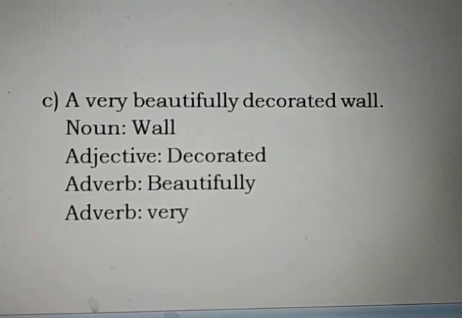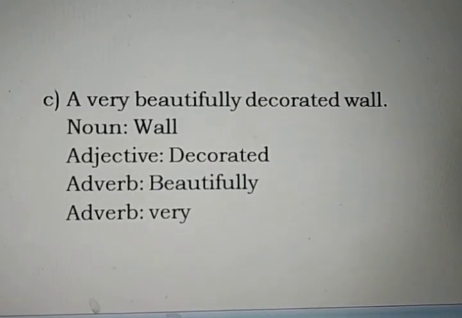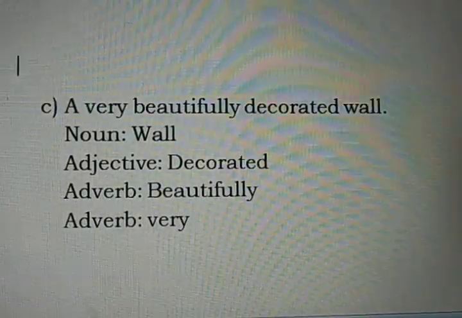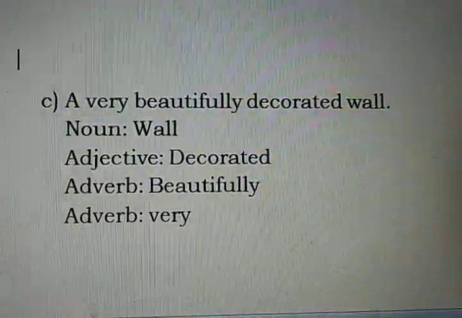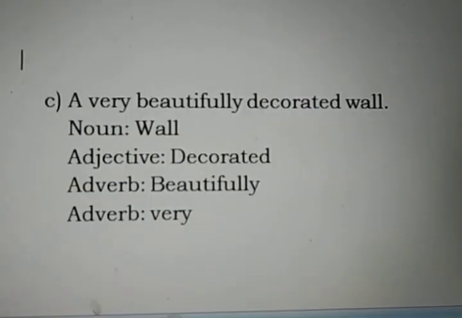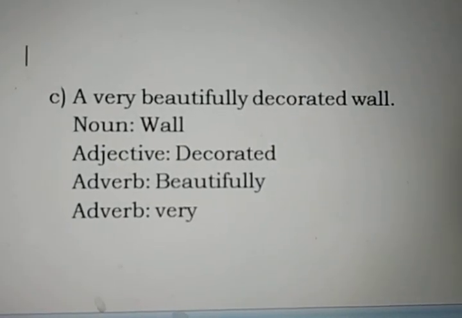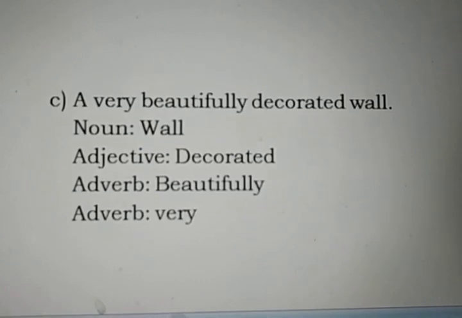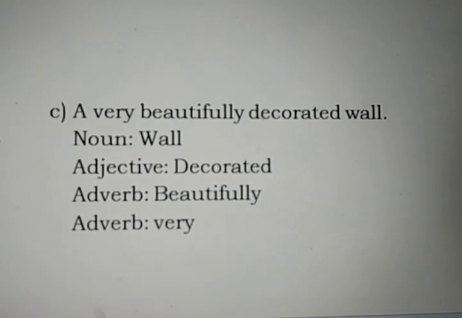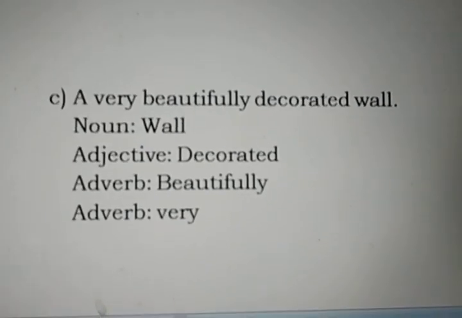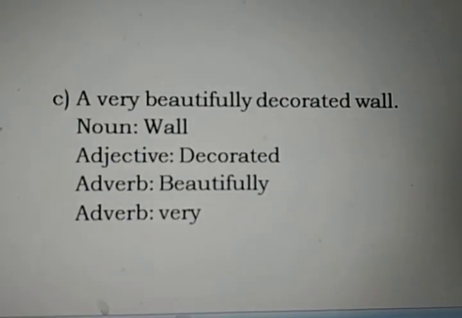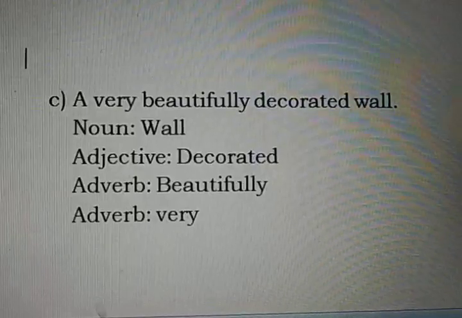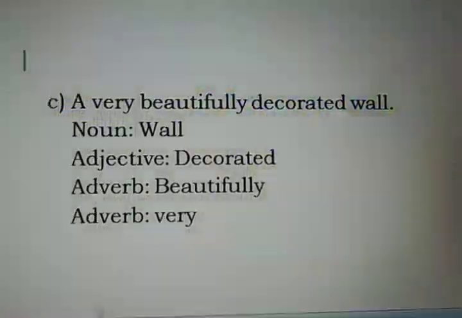Here the first adverb, beautifully, is modifying the adjective, that is decorated. And the second adverb, that is very, is modifying the adverb beautifully. So we can say here an adverb modifies another adverb. Here the adverb very modifies the meaning of another adverb, that is beautifully.